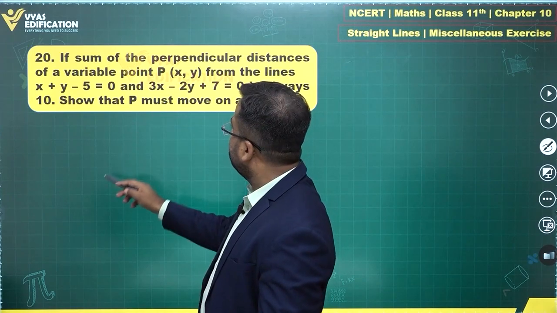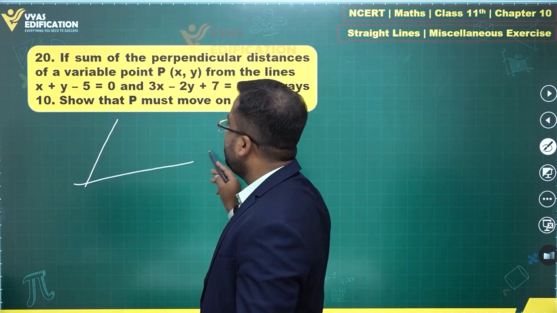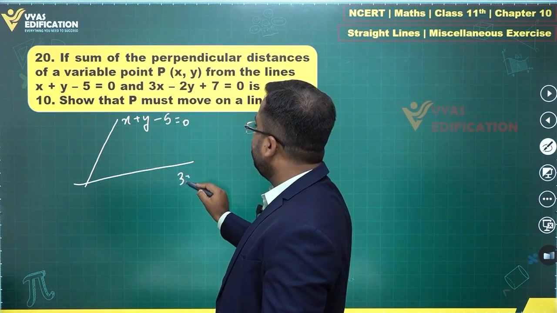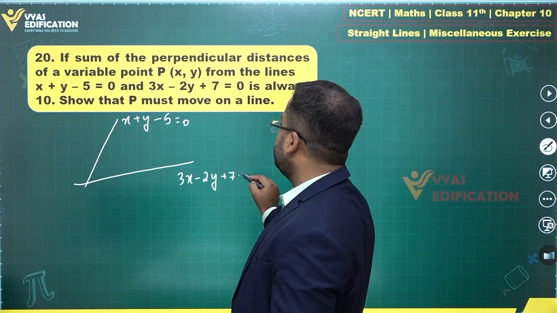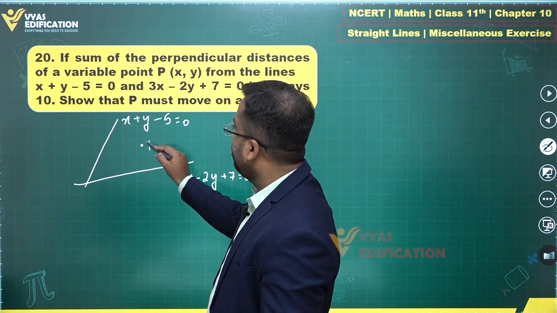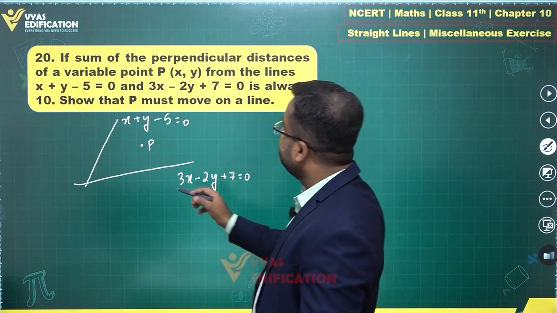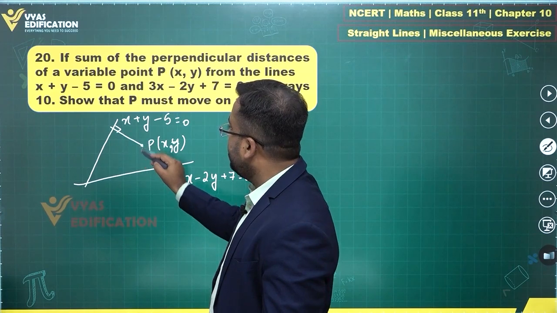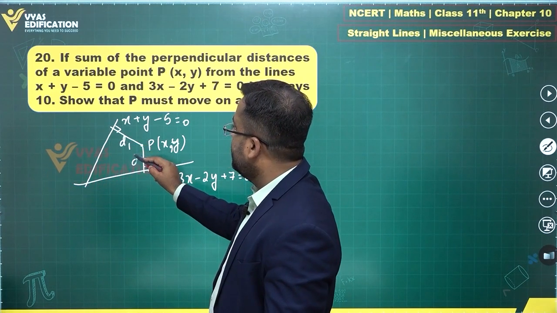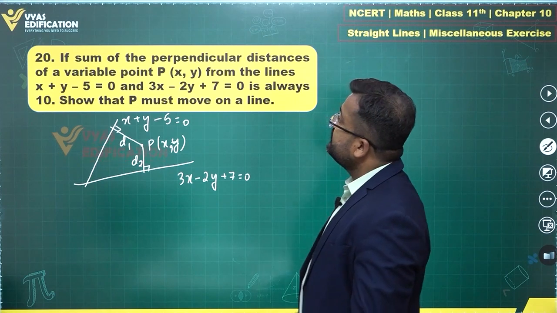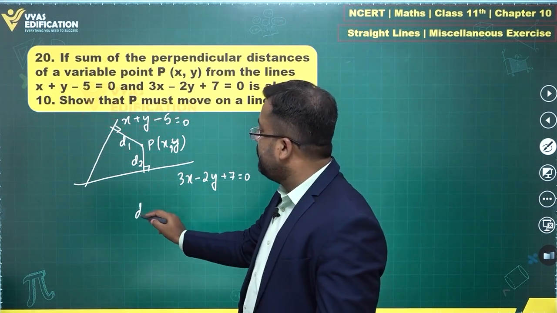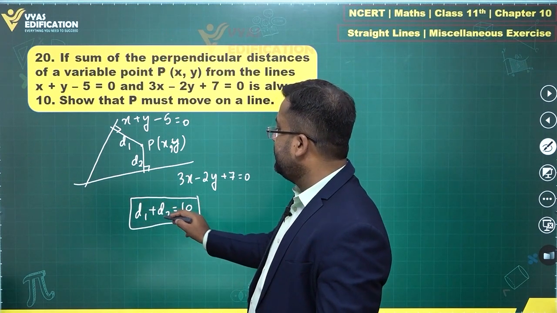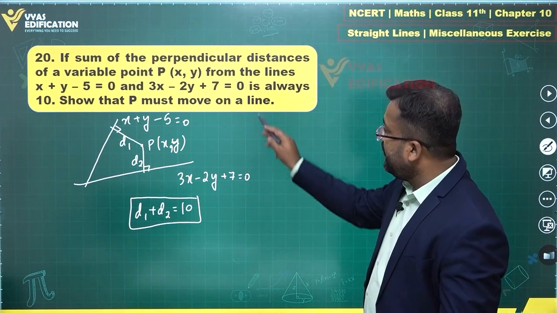So these two lines are not parallel. This is one line, x plus y minus 5 equals 0, and there is another line, 3x minus 2y plus 7 equals 0, and there is a point P(x, y). You are talking about this distance and this distance. Let's call them d1 and d2, and the condition is that the sum of the perpendicular distances, d1 plus d2, is said to be 10. Show that P must move on a line.